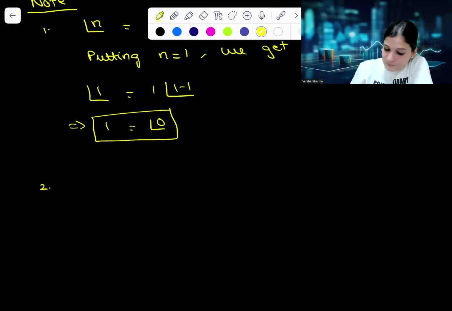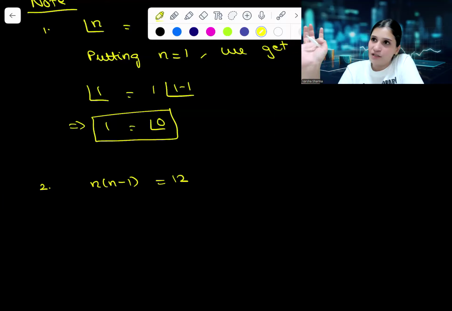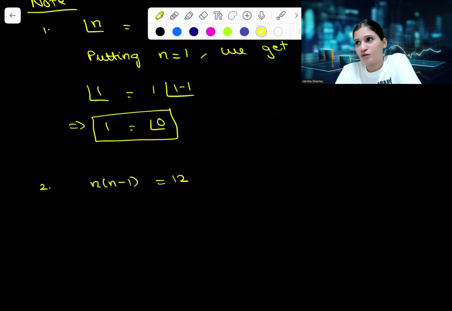Suppose you have got n into (n minus 1) equal to 12. In a normal circumstance, what will you do? Form a quadratic. That's okay, I'm not saying it's not fine. You'll get two answers. One of them will be negative or fraction, you'll ignore it as not possible. The other will be a natural number, you'll accept it. I'm also saying that there is one more way to do that.